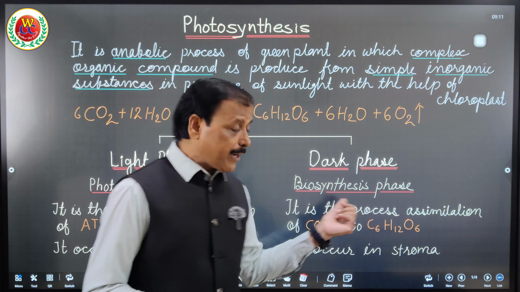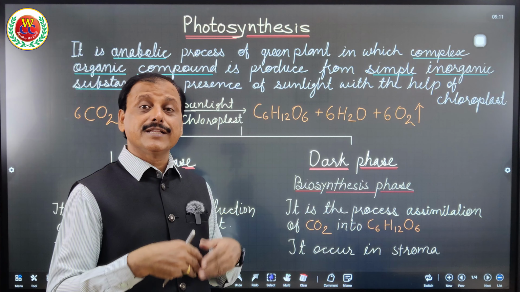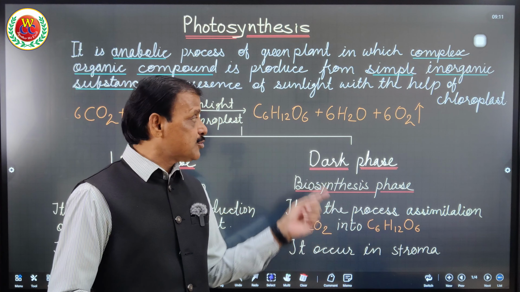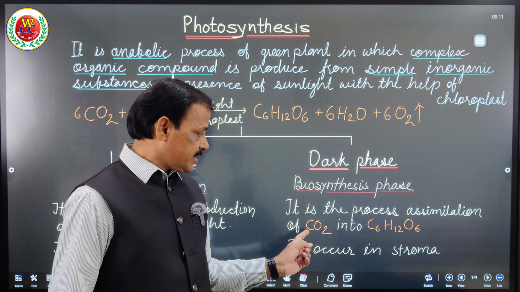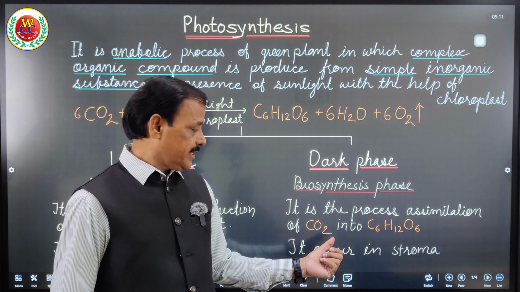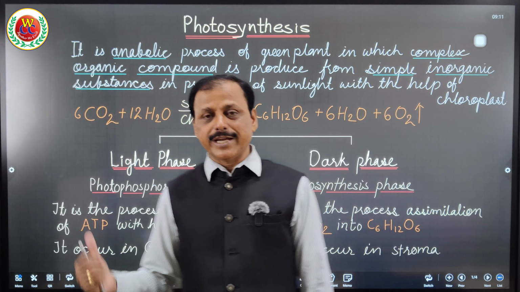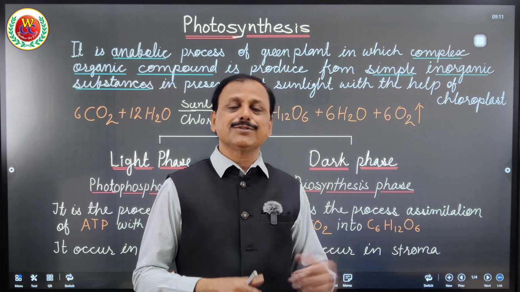Dark reaction is biosynthesis. Whatever is produced during the light phase, ATP and NADPH2, is used in the dark phase to assimilate carbon dioxide into carbohydrate, and therefore it is written that this is the process of assimilation of carbon dioxide into carbohydrate. Where does it occur? It occurs in the stroma. So the light phase occurs in the grana, and the dark phase occurs in the stroma.